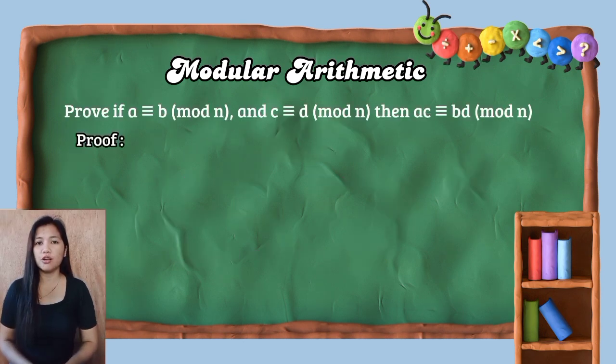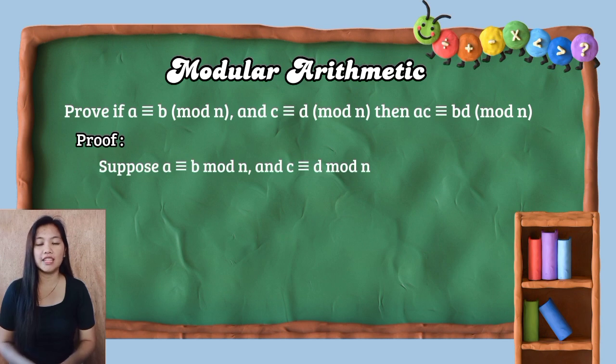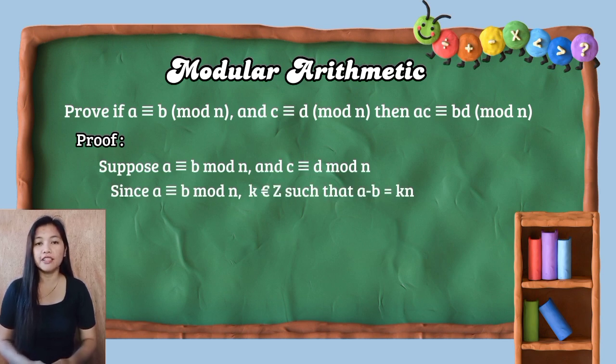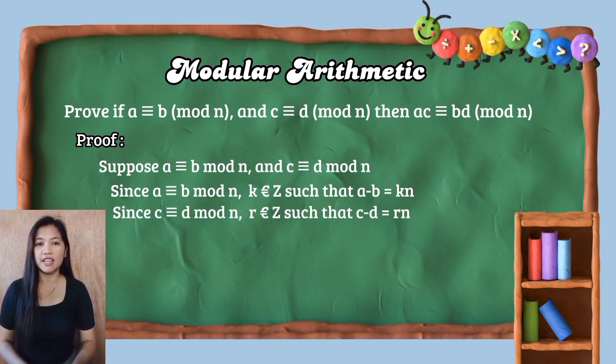Next example, let's check congruence modulo n by the multiplication proof. Here, we are tasked to prove that if A is congruent to B mod n and C is congruent to D mod n, then AC is congruent to BD mod n. So here's the proof. Suppose A is congruent to B mod n and C is congruent to D mod n. Since A is congruent to B mod n, there exists an integer k such that A minus B is equal to kn. And since C is congruent to D mod n, there exists an integer r such that C minus D is equal to rn.